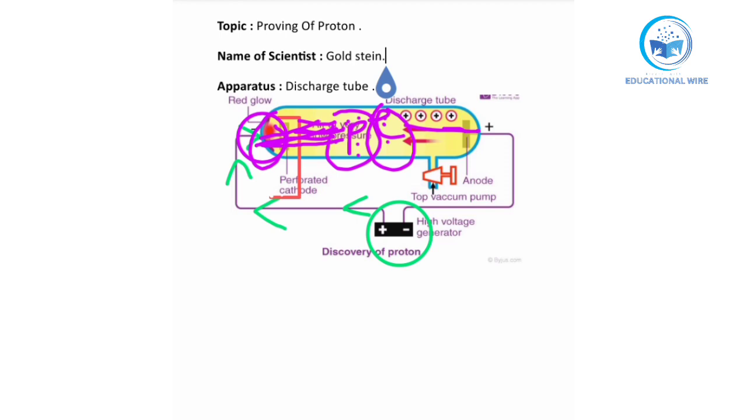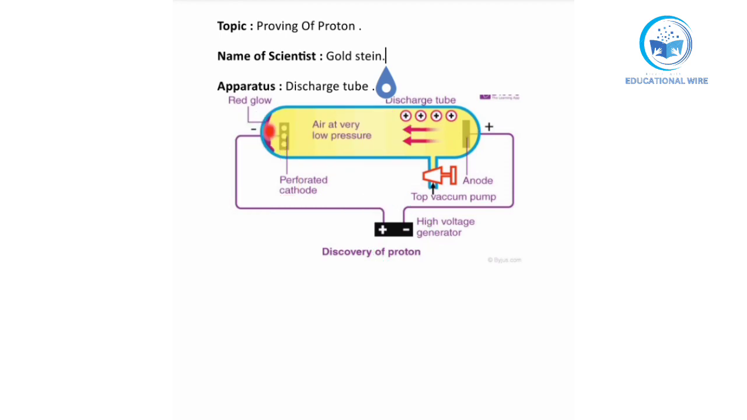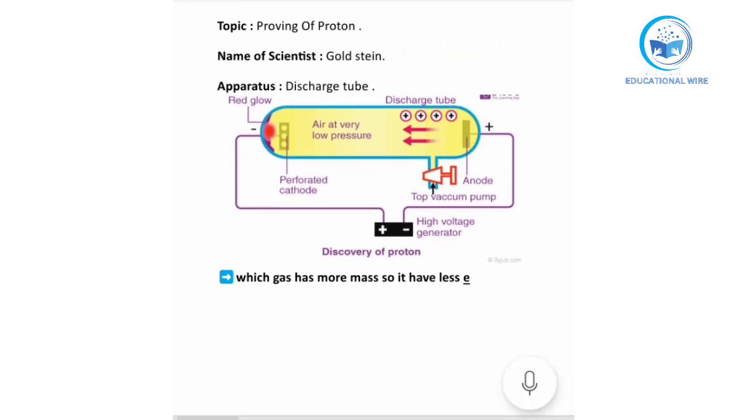Now I have two key points to tell you. Number one: the gas that has more mass has less e/m, as you know e/m means charge to mass. The second is the opposite: the gas that has less mass has more e/m.